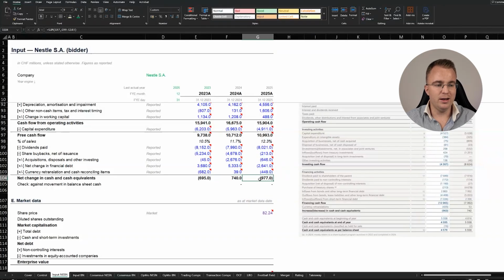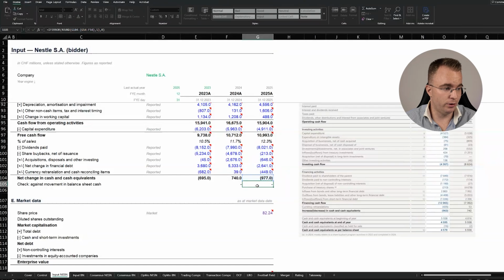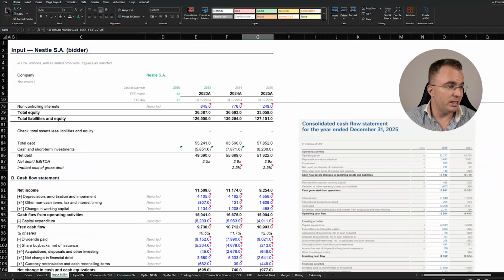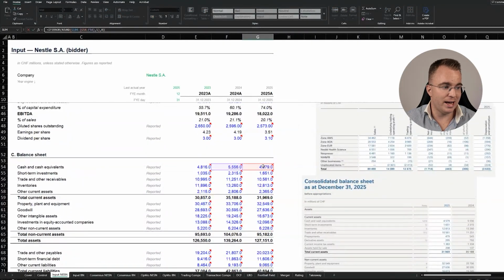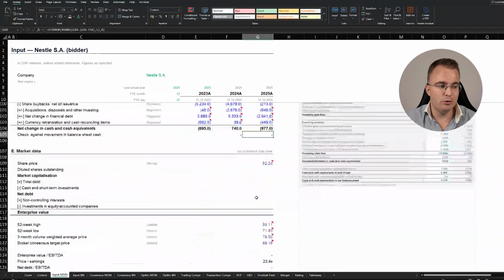The same over here, and there are always a few rounding differences. Ultimately what's important is that this check works, meaning that this change in cash matches the change in cash in the balance sheet, and then you know it's all flowing correctly.